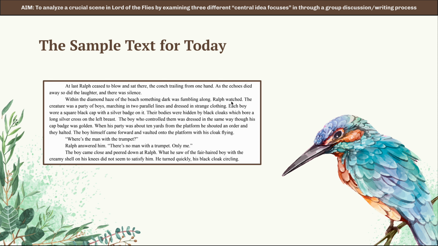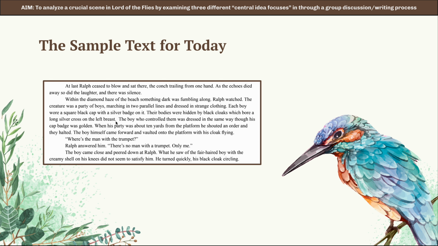Ralph watched. The creature was a party of boys. So it's not a creature. It's not something dark. It's just a group of boys that he can't quite see until it gets clearer. And they're marching in two parallel lines, dressed in strange clothing. Each boy wore a square black cap with a silver badge on it. Their bodies were hidden by black cloaks, which bore a long silver cross on the left breast.